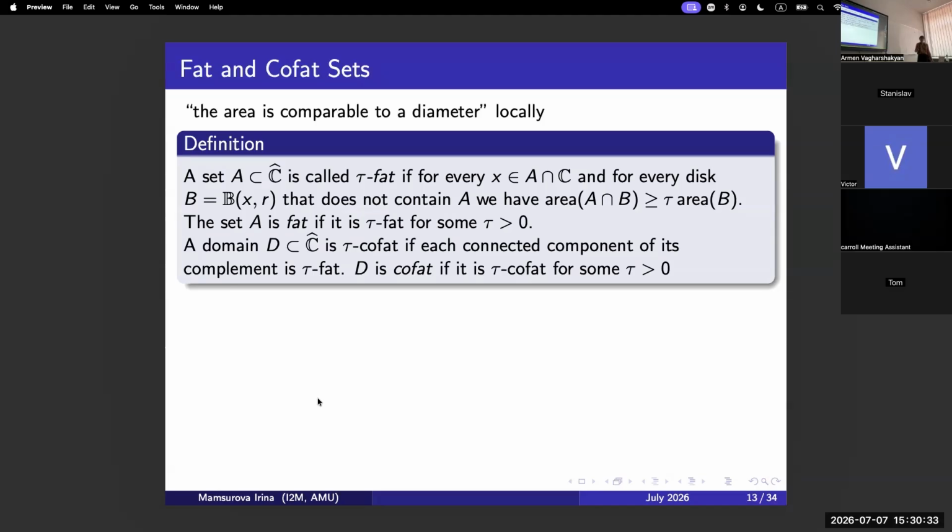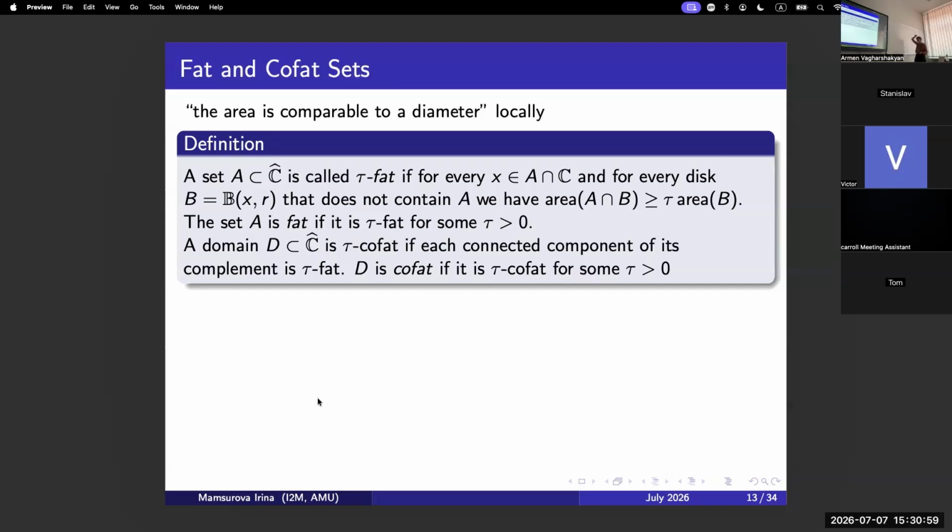She's trying to define fat sets. Yes, I am going to talk about fat sets, not about thin sets, right? In general, I just want to say that my set can't contain cusps. That's the idea. That's forbidden.